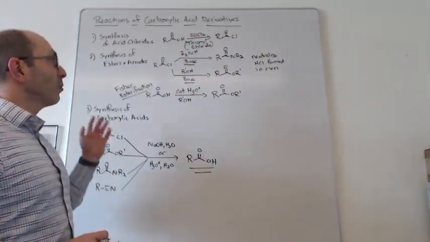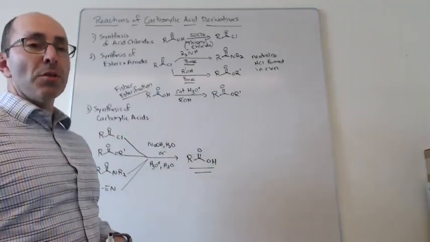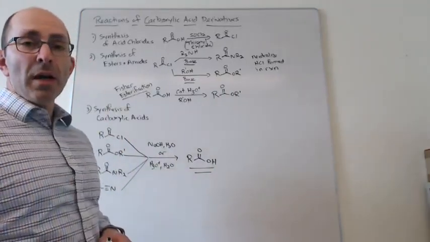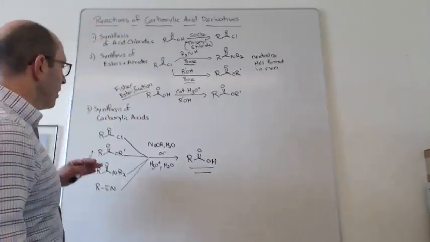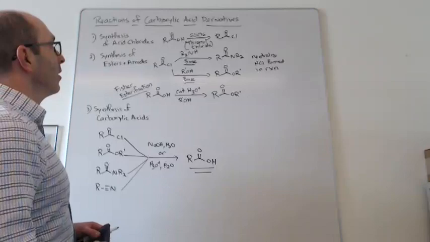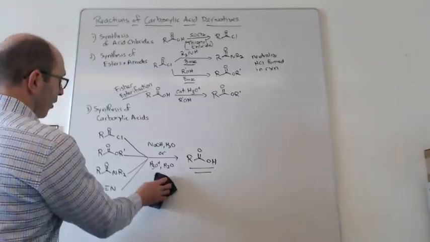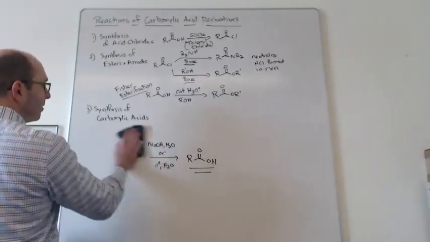So what I want to do now is work through the mechanisms of these reactions. So I'm just going to go through them one at a time, just so that you have a record of what the mechanisms look like, right? So I'm going to erase the bottom part. We'll go through the thionyl chloride reaction first, and then we'll work our way through the other ones.